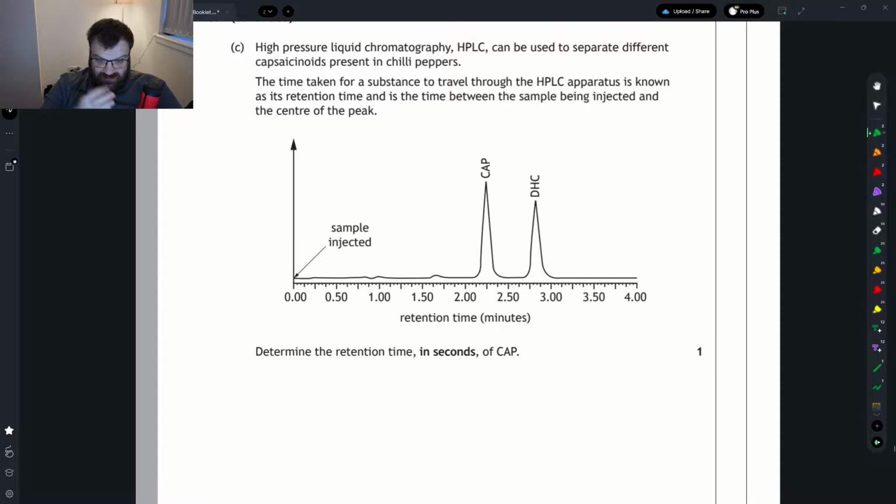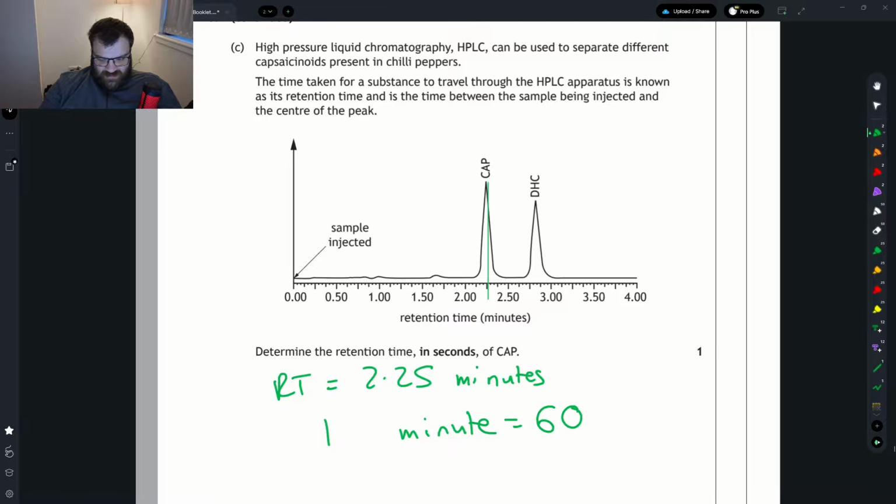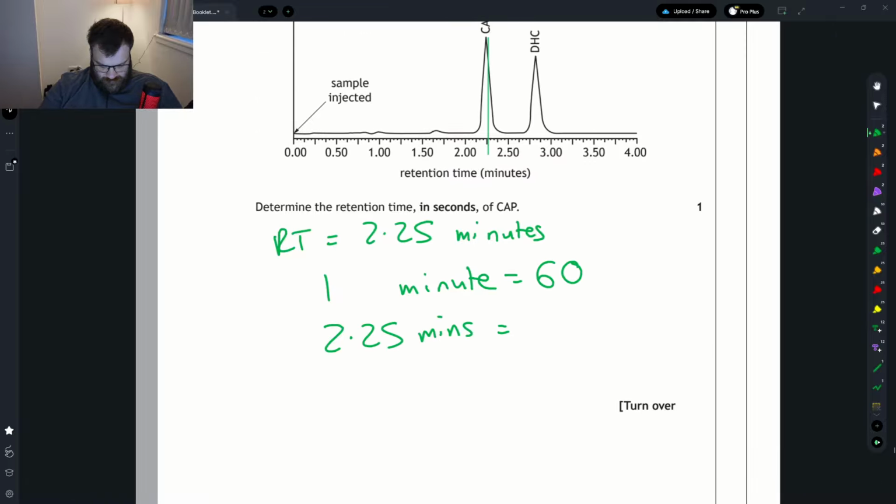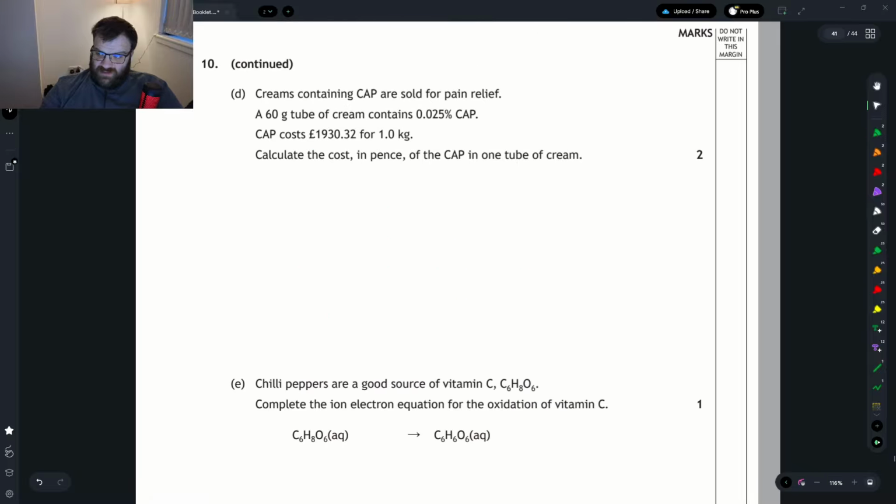Next up, we're asked to determine the retention time in seconds of CAP. Alright, so let's take the peak and run it down. That's going to be 2.25 minutes. Well, 1 minute is 60 seconds, so 2.25 is just that times 60. Let's write that down actually. So RT equals 2.25 minutes times 60. Probably overkill here, but 1 minute is 60 seconds. That's 135 seconds. Okay, next one.